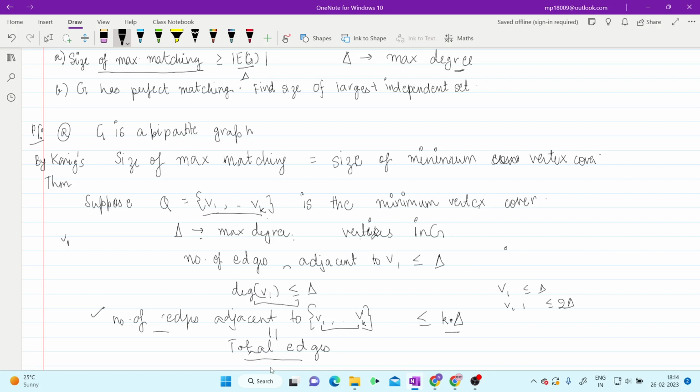And we know that the number of edges adjacent to V1 through Vk is less than or equal to k delta. And since the total edges is equal to the number of edges adjacent to these, we see that the total number of edges is less than or equal to k delta. So is this step clear, why total edges is less than or equal to k delta?